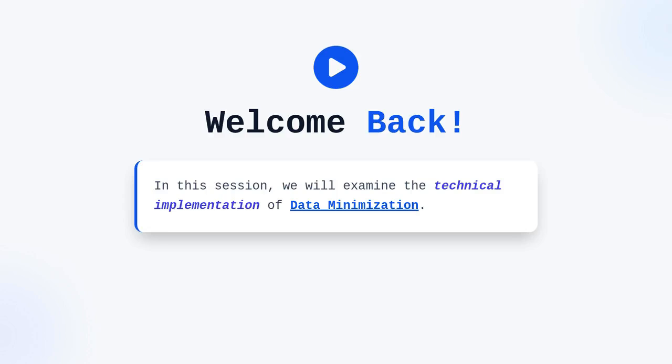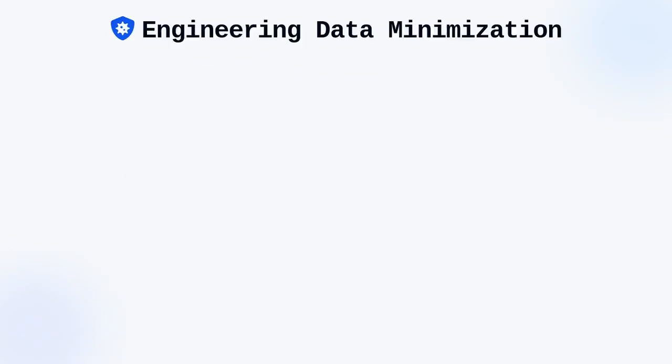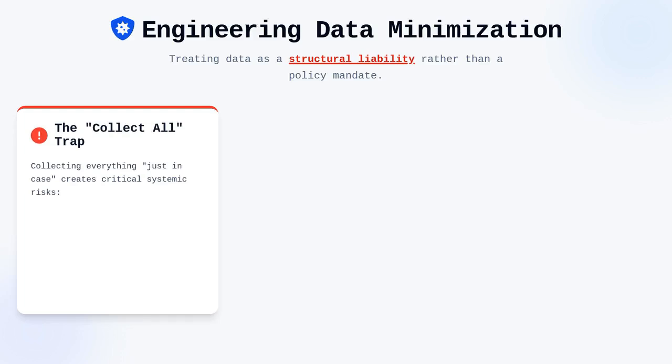Welcome back. In this session, we will examine the technical implementation of data minimization to reduce organizational risk and technical debt. Data minimization is often misunderstood as a simple policy mandate, but from an engineering perspective, it is a structural constraint that must be enforced at the earliest possible point of data ingestion. When we design systems, we often fall into the trap of collecting everything just in case we need it later, which creates a massive attack surface and increases the burden of compliance. Instead, we should view every data point as a liability that requires specific justification to process and maintain.